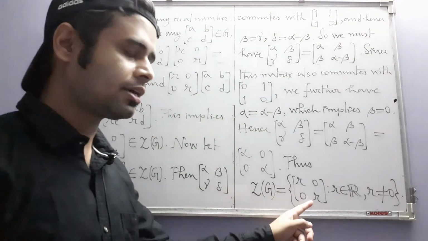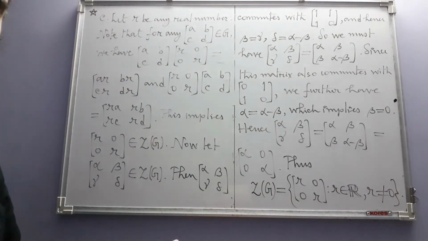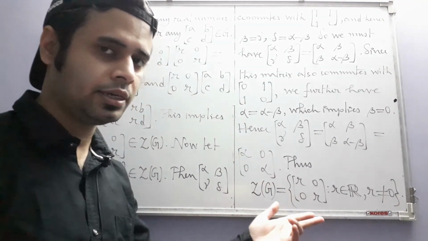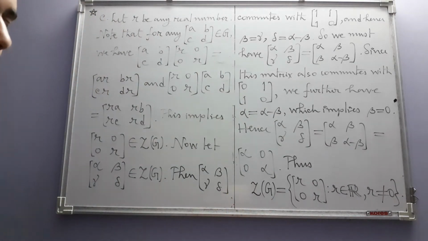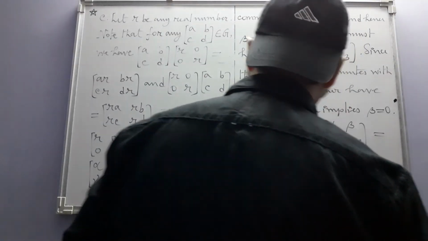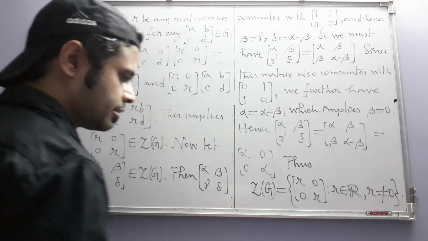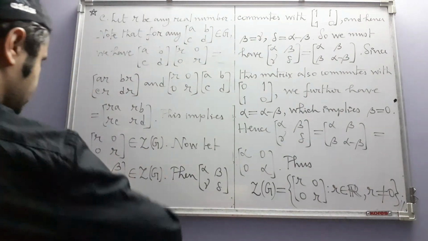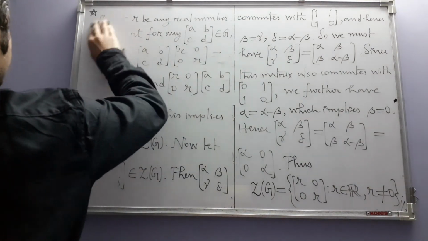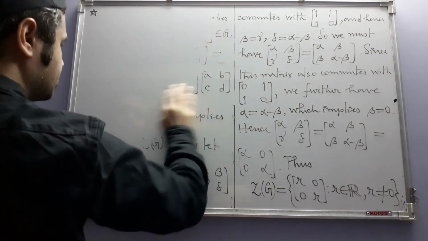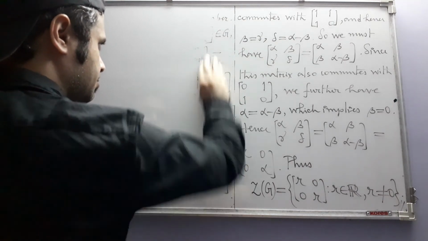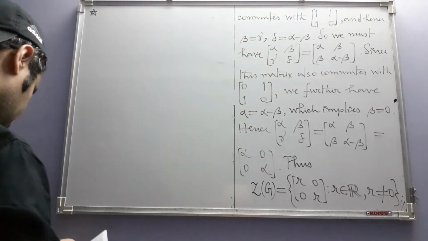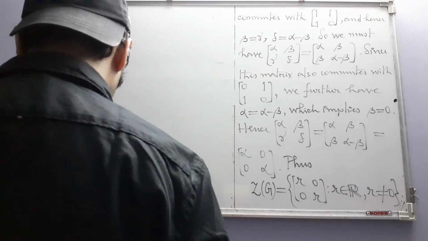This type of matrices have a name. They are called scalar matrices. They can be obtained from the identity matrix by multiplying the identity elements by a single real number. Okay, so here the solution ends, and there is only one more exercise left in this set of exercises. And that is number 80.